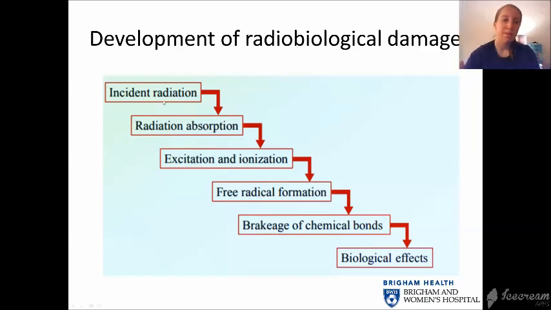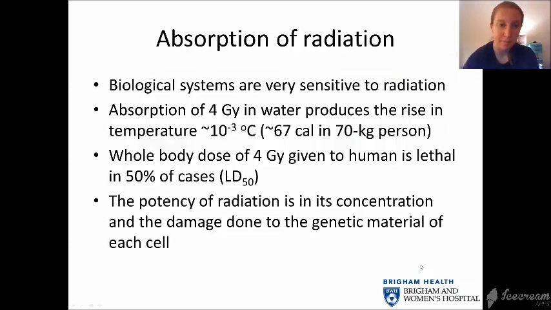So this is how the biological effects will occur. Start off with incident radiation. The radiation is absorbed, and excitation or ionization will occur. So we've talked about these 3 already. Then there will be possibly free radical formation, most likely. There's also direct effects, and we're going to talk about that next. And that'll lead to breakage of chemical bonds, and then that will lead to biological effects.